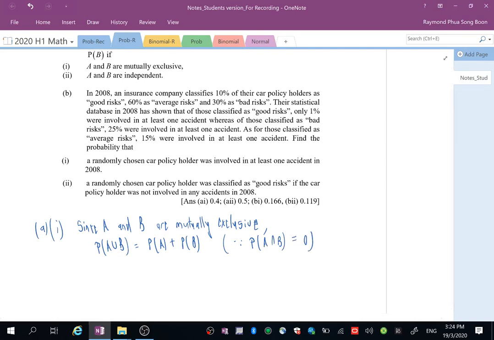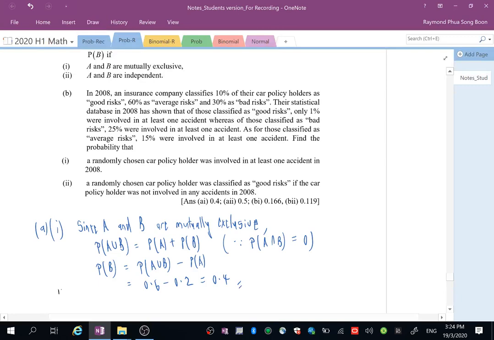All right. So now, what we are supposed to find is PB. By making PB the subject of the equation, PB is equal to probability of A union B minus probability of A. So sub in the values and you can get the answer 0.4.